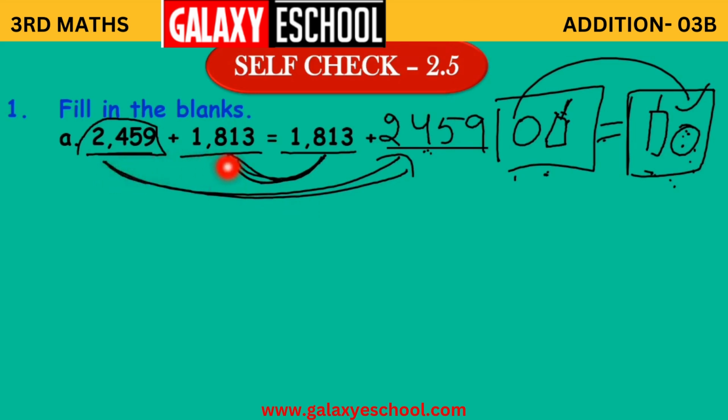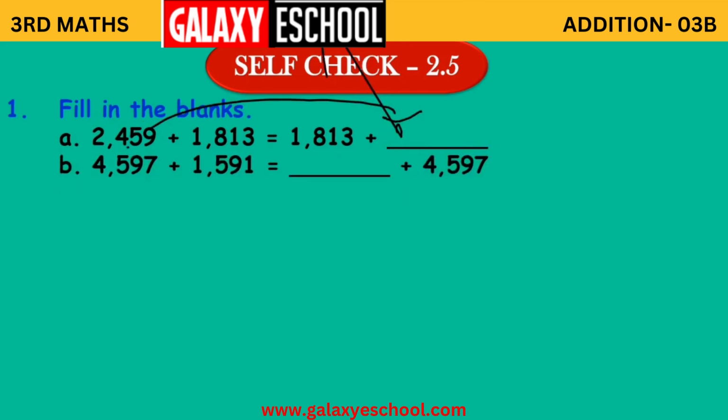Now how can we say that 2459 plus 1813 is equals to 1813 plus 2459? How? With the help of the commutative property. Yes, children, with the help of commutative property.